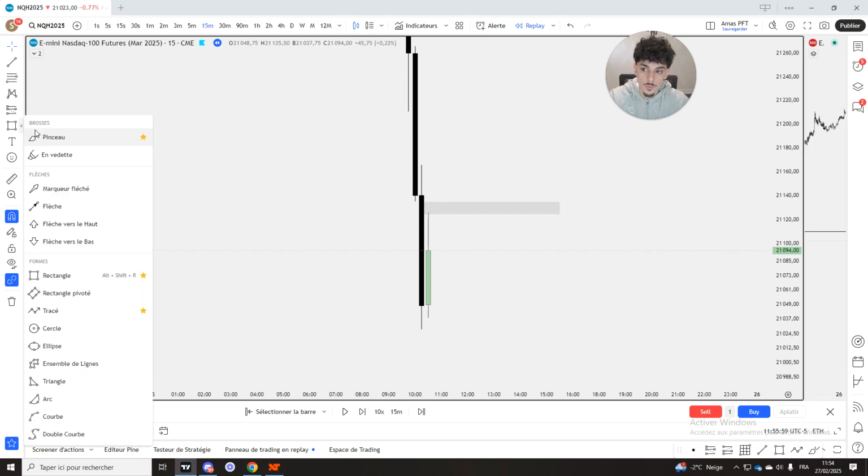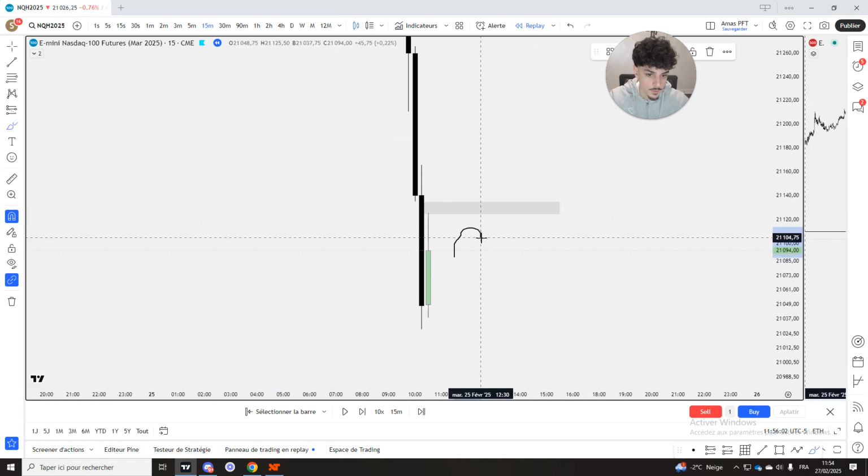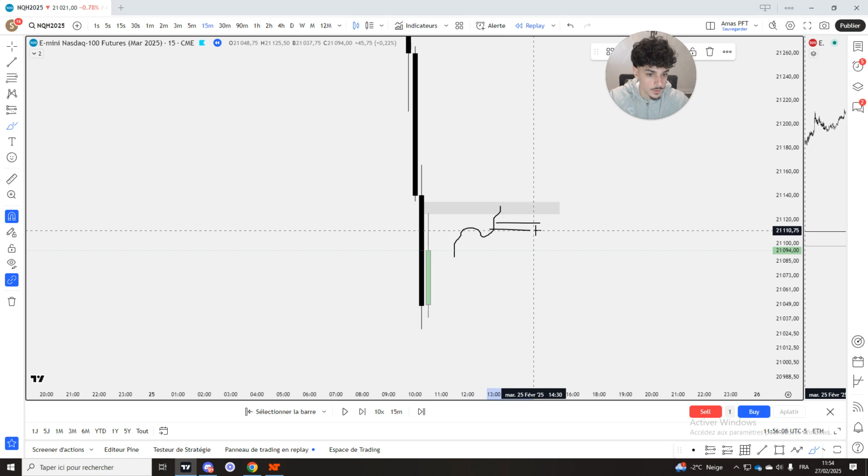So right here, I would need price to enter this 15-minute bearish fair value gap, and as soon as I create a bullish gap when I enter inside of it, I have a possible entry to play the reversal.